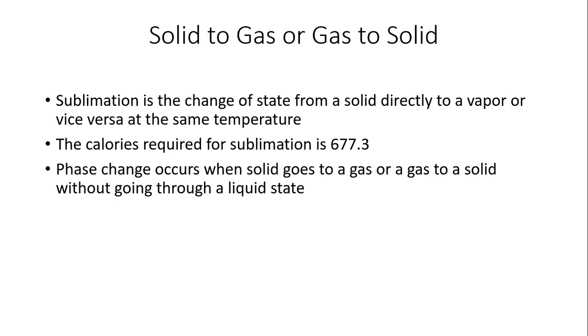In other words, if I were to go from a solid to a gas, I'm not going to go from solid to liquid to the gas. I'm going to go directly from a solid to the gas. So we're completely skipping the liquid stage. And this requires 677.3 heat calories. So out of all the phase changes of water in the atmosphere, this one requires the greatest amount of heat calories.